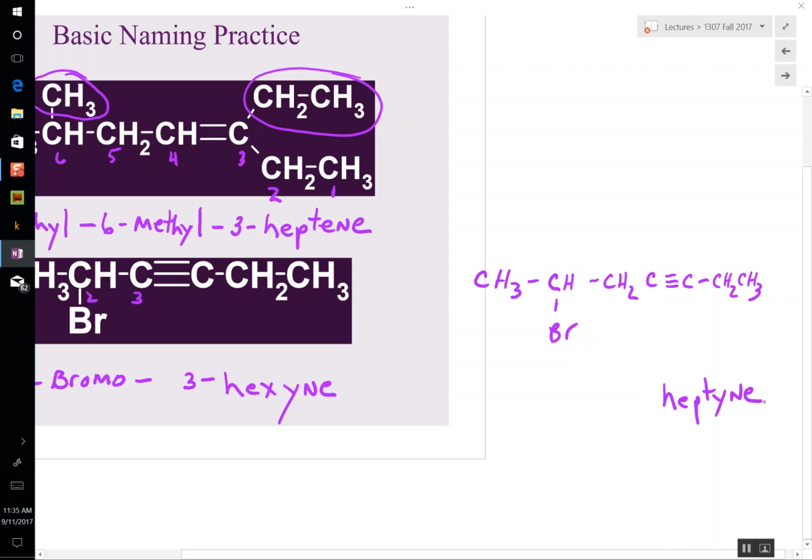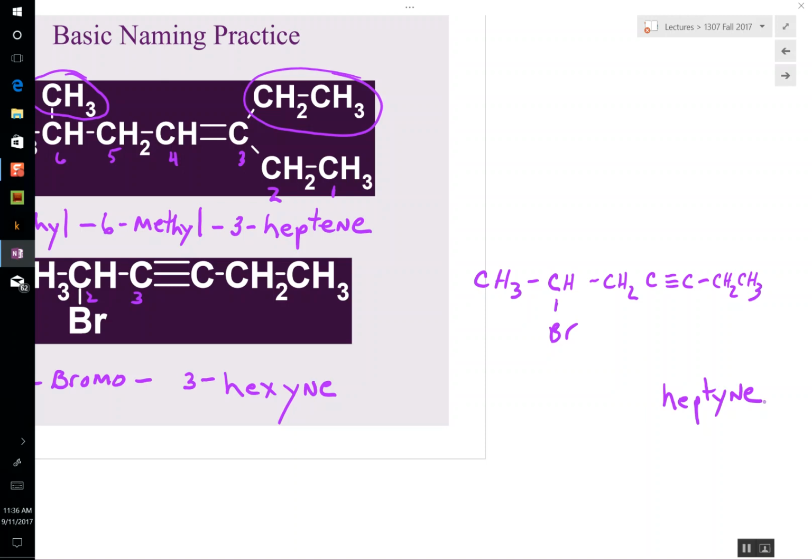I'm trying to get you one here that kind of confuses us at first. If I started here, that would give this the number 2, 3, but that would give this a number 4. If I start here, 1, 2, 3, it's 3-heptyne. This takes precedence. You start from the end closest to this functionality. I don't care about the substituents.